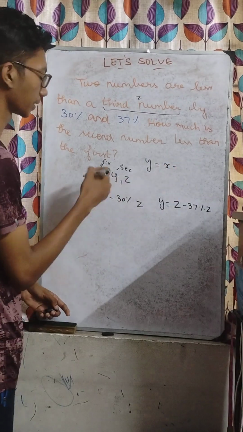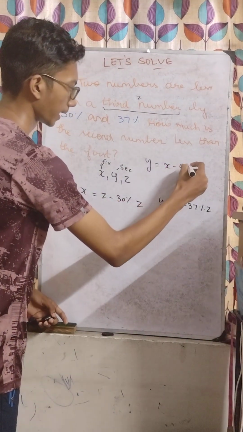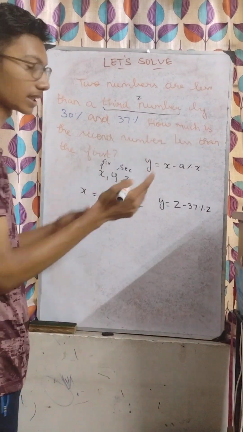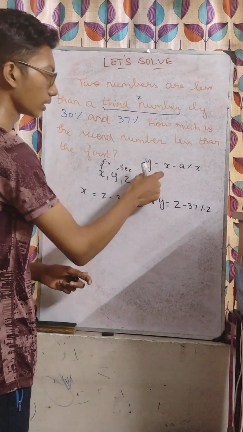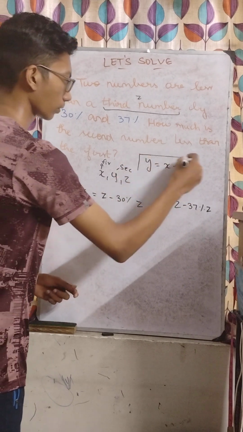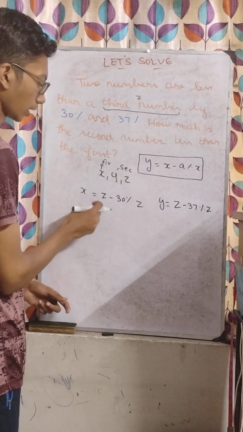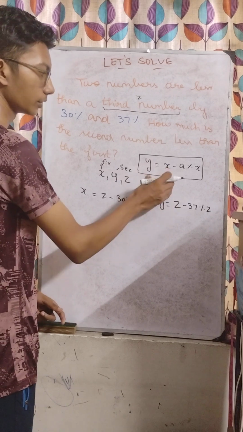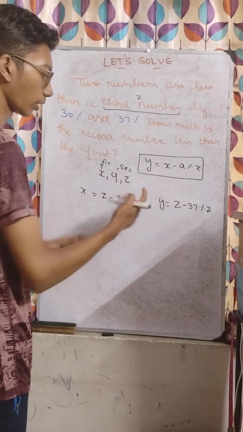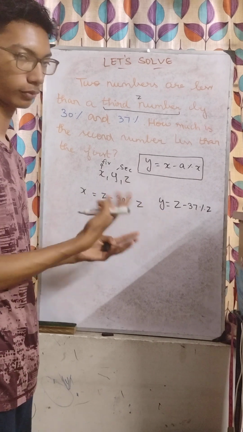So let's take a percentage of x. y is the lesser number, so y is x minus a percentage of x. This is what we have to find out. We have x and we have y, and we have this equation. We need to find the percentage a. So first we'll get the value of x and the value of y.